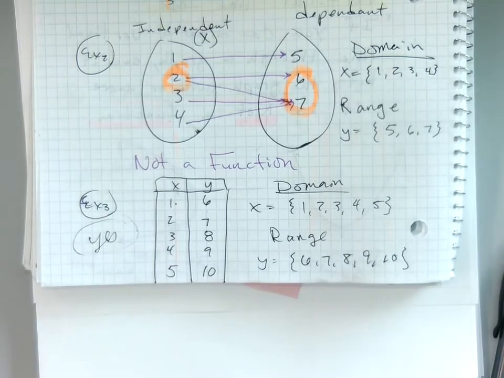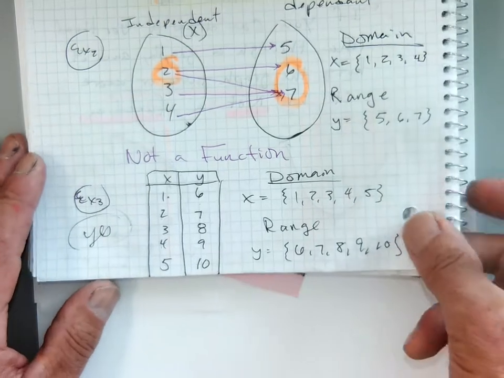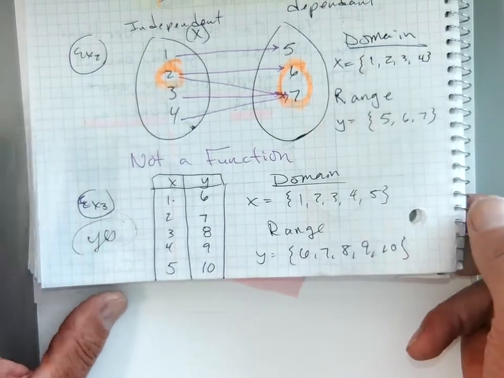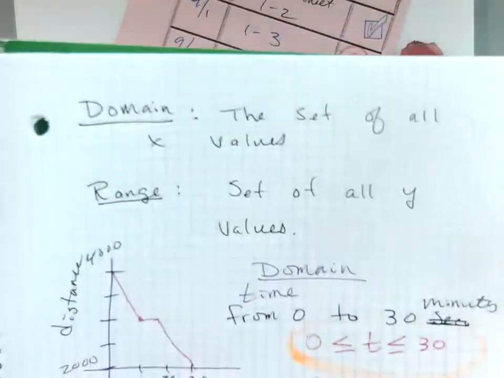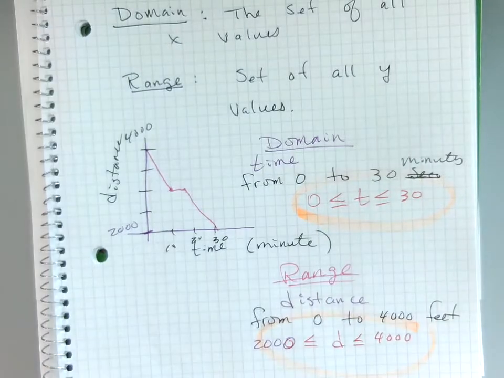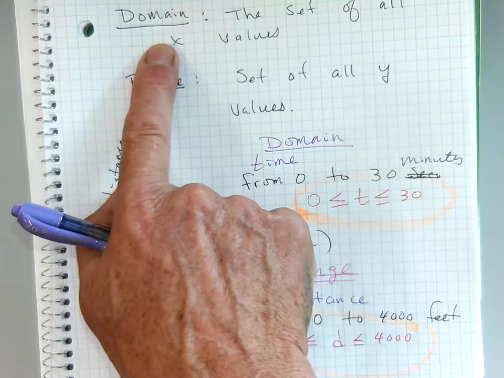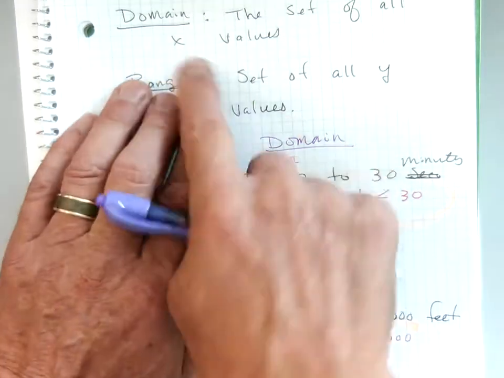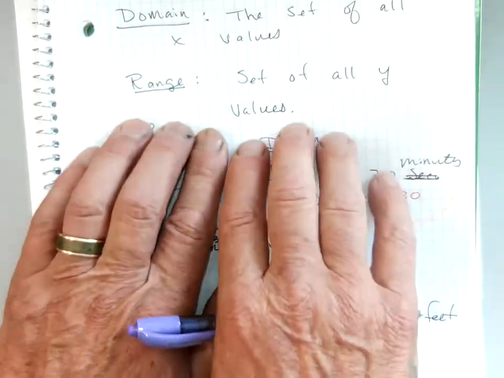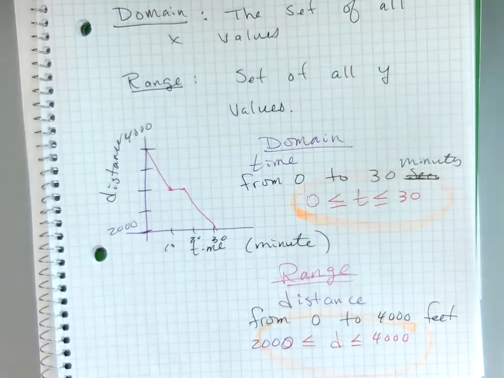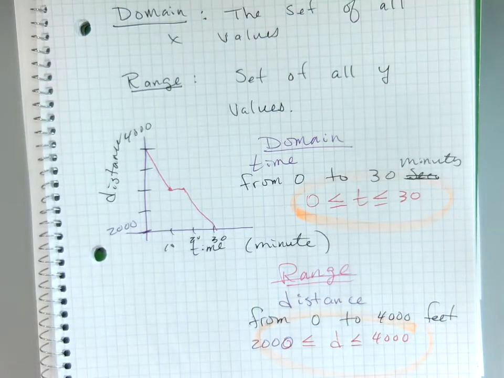Awesome. Then we went on to talk about domain and range. If I'm going too fast, just pause the video, because I'm just summarizing. Domain is the set of all x values, and range is the set of all y values. And then we talked about why that is important.